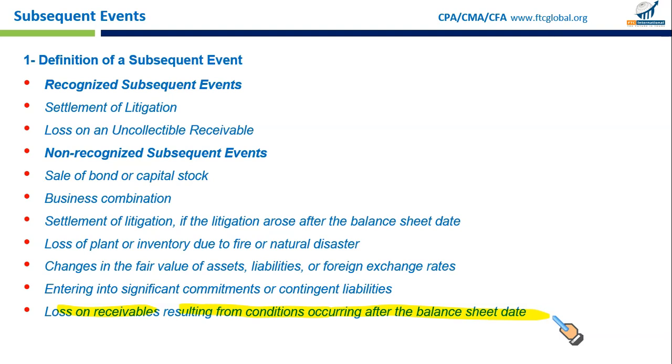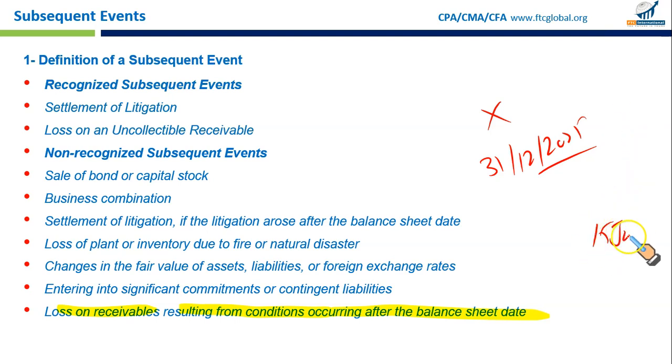Loss on receivables resulting from conditions occurring after the balance sheet date. Like if a customer defaults on payment due to events after the balance sheet date, on the balance sheet everything was fine. Let's say we had a customer X, and on 31st of December 2025 his financial strength was fine. He was perfectly solvent. But on maybe 15th of January, there was a massive loss at his factory because of fire or flood or earthquake maybe, and because of this eventuality he is in trouble, and the amount that we had to collect from him may not be collectible.